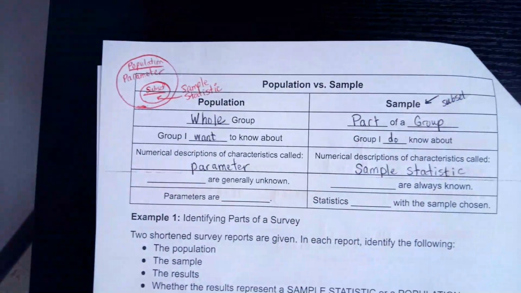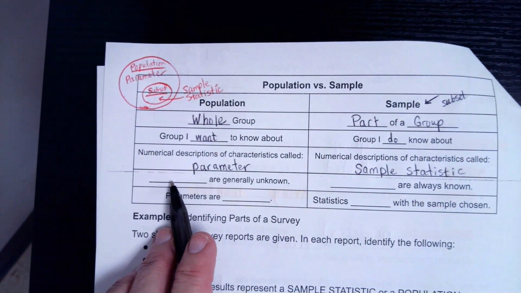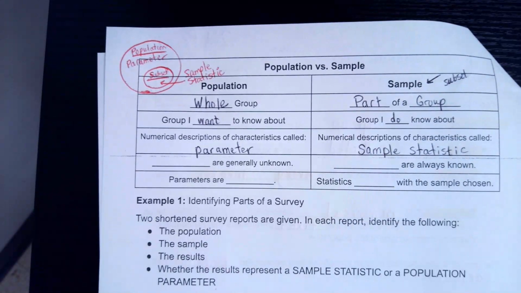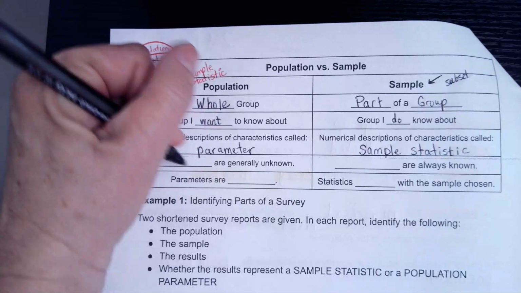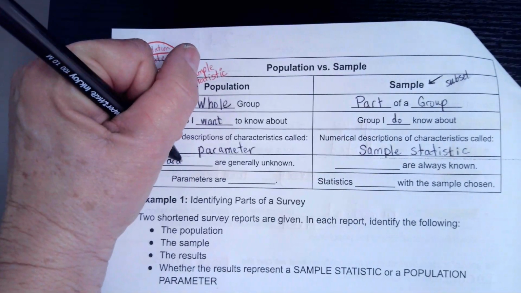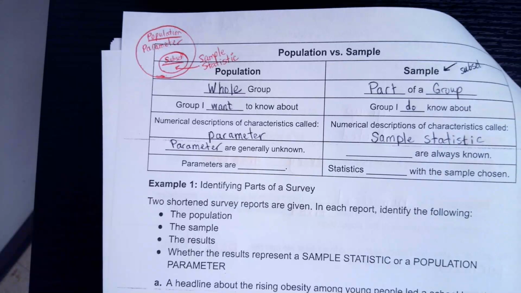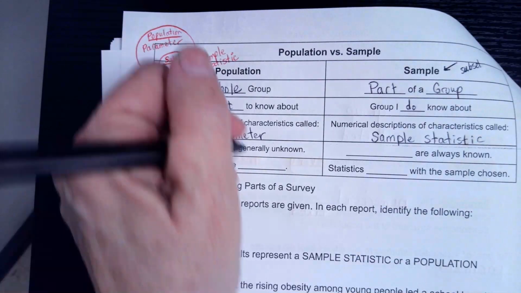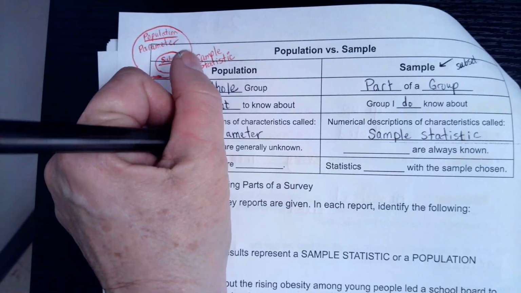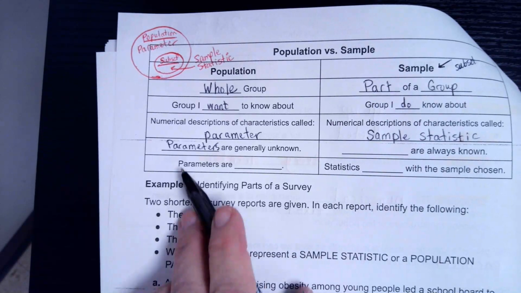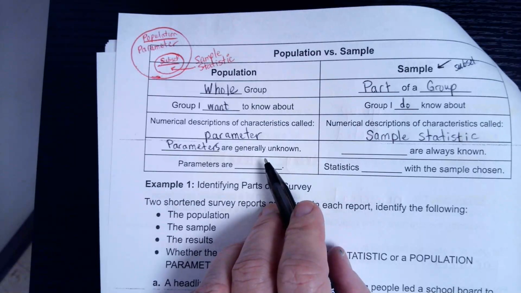All right. Now, blank is generally known, blank is always known. I'll give you a hint. The parameters are generally known. Let's go back to our peanut butter factory. They probably know, yeah. You're saying known. Is it unknown? You say known instead of unknown. Oh, okay, yeah, all right. Never mind. Let's back that up, okay? So the parameters are generally unknown because we don't sample every single item.